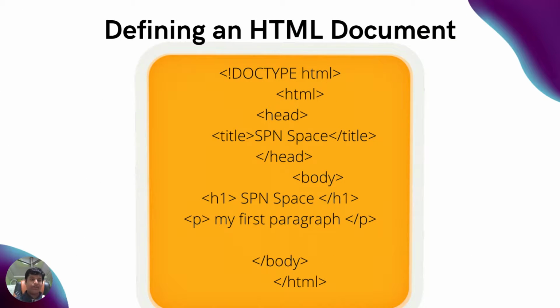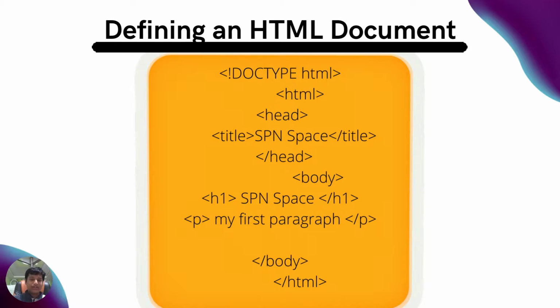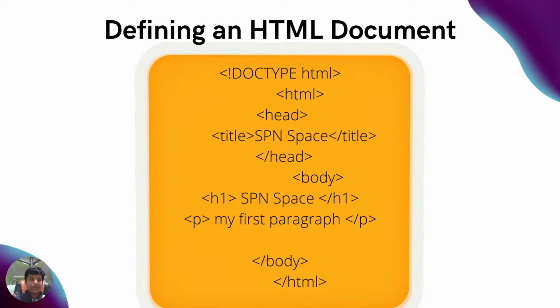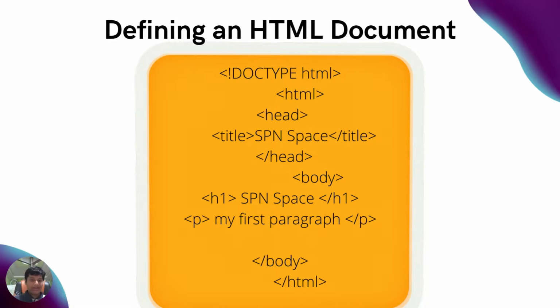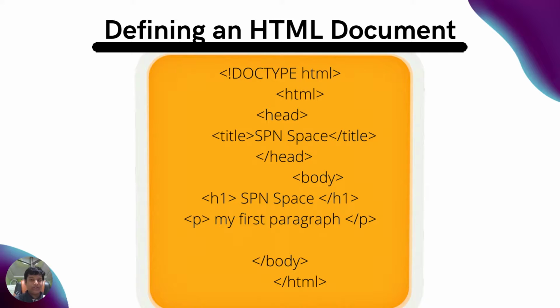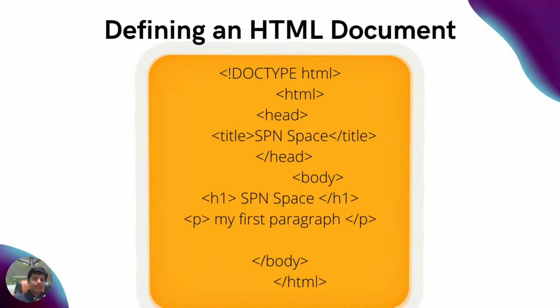Defining an HTML document. This is a very simple HTML document, and we start the HTML document with the document type. That is, we are going to open the tag, put an exclamation mark, and type DOCTYPE in capitals, then a space and then HTML, and we'll close the tag.